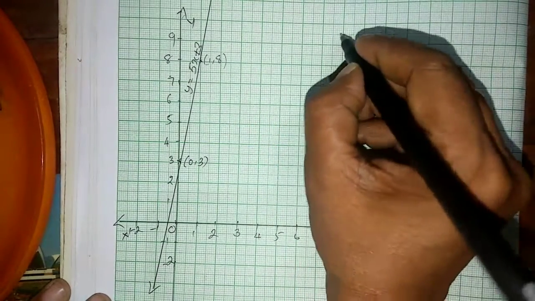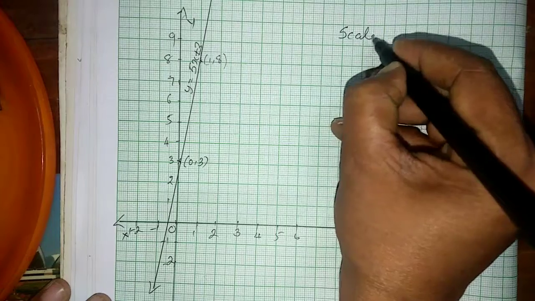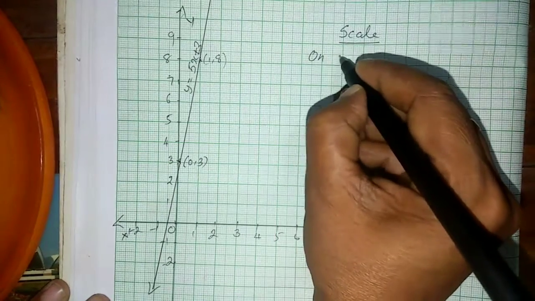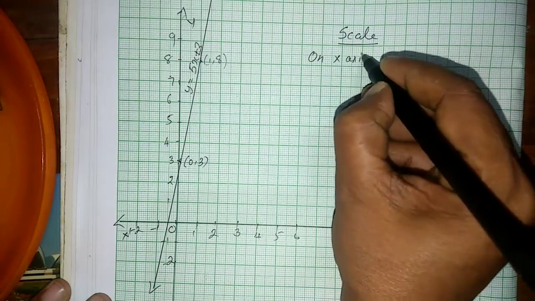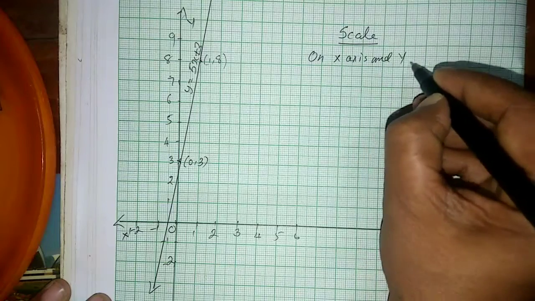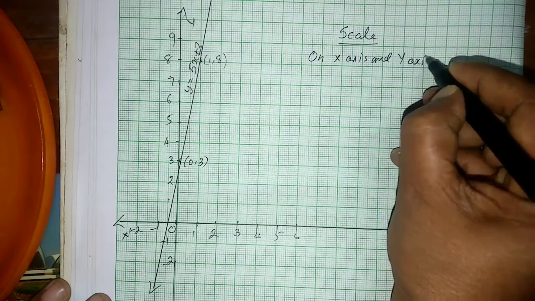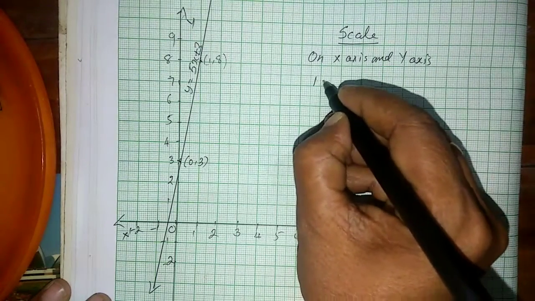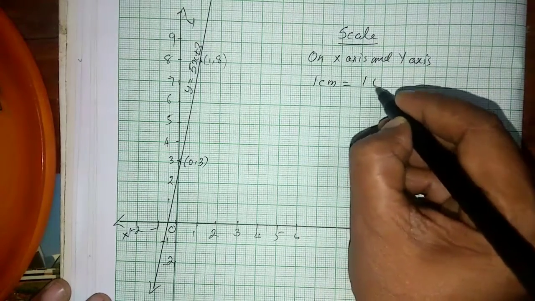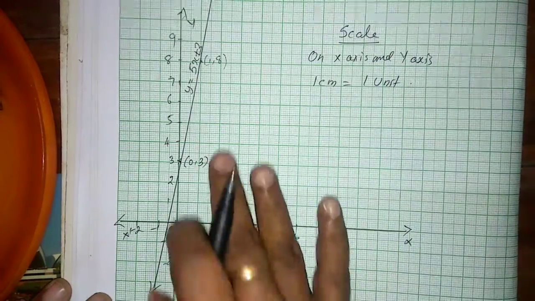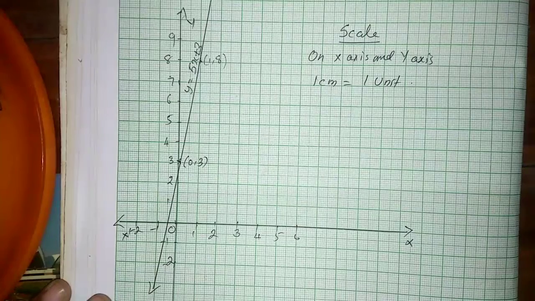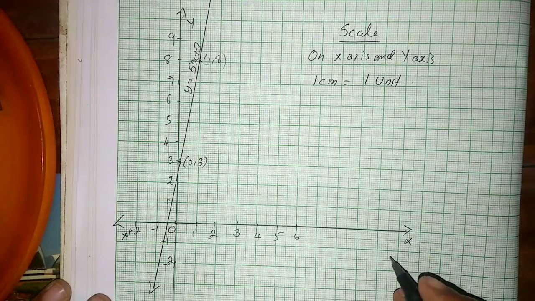Now we can write the scale on the top, that is the scale on the x-axis and y-axis. On the y-axis, 1 centimeter equal to 1 unit. Okay, then the graph is over. Clear this graph?